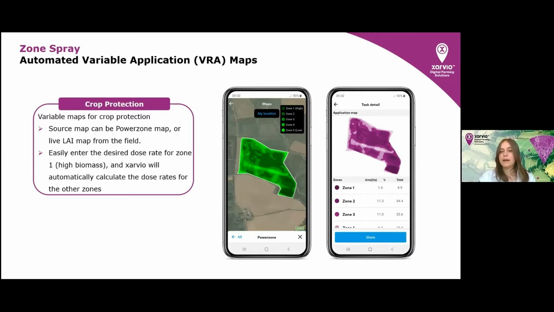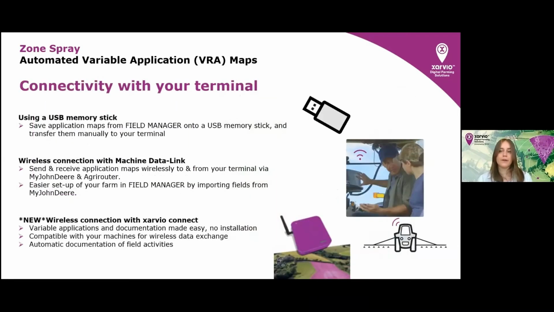So if you've created either of these maps, it will then save the task. And then from there, you can export it. So you can either export it through your USB memory stick in either a shape or ISO XML file, and then you can just import it into your terminal. But if you are a bit more connected and you use My John Deere, you can send your file through there. And you don't have to use any USB sticks or anything like that. You use the Wi-Fi to send it over.